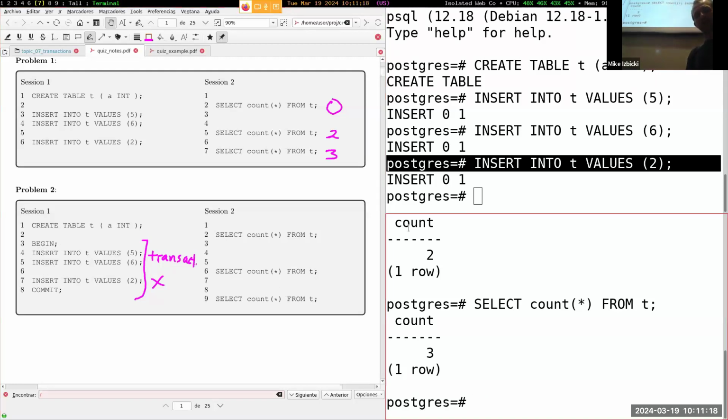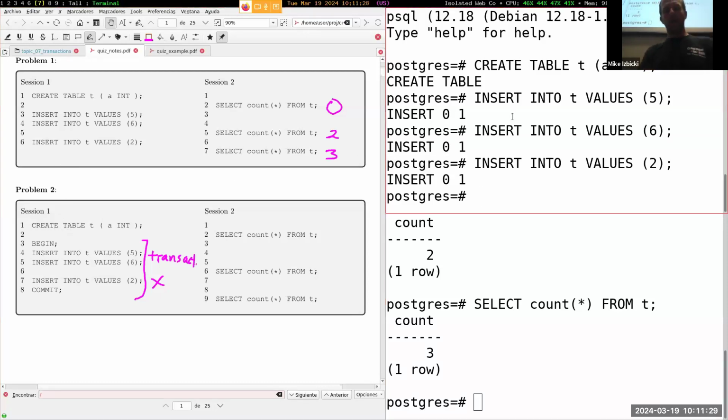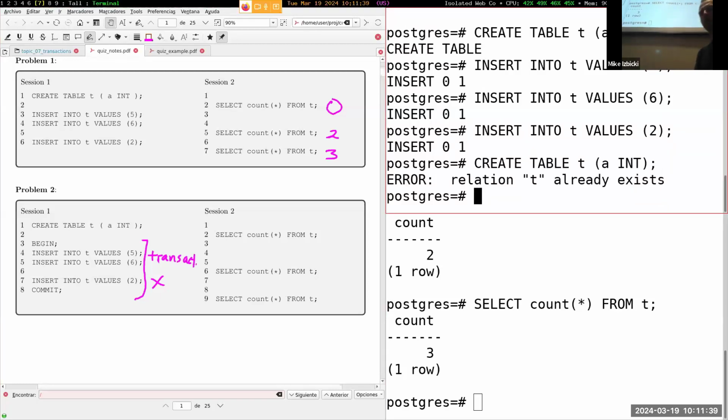Let's walk through now exactly what's going to happen in both of these problems. The first thing that's going to happen when I start problem 2 is that I run line 1 here, again in session 1: create table T, a int, like this. But I already have a table T created from problem 1. If I run this and hit enter, we'll see that we get this relation T already exists. And so the way to think about each of these problems is that they're being run totally independently from each other and in their own totally fresh database instance.